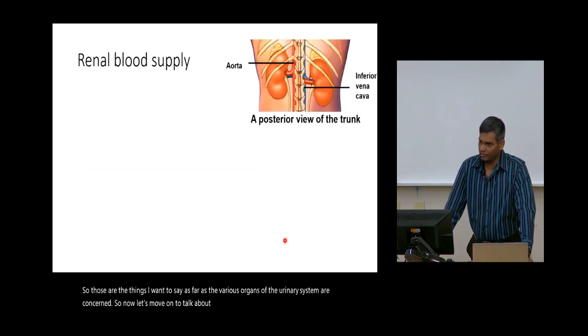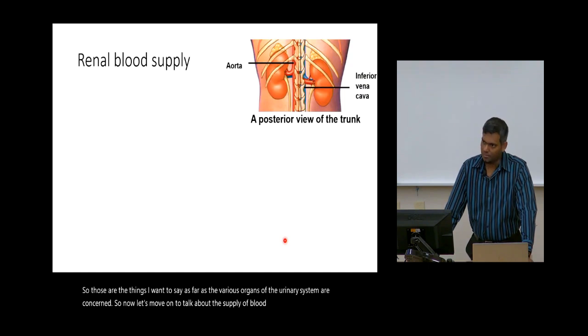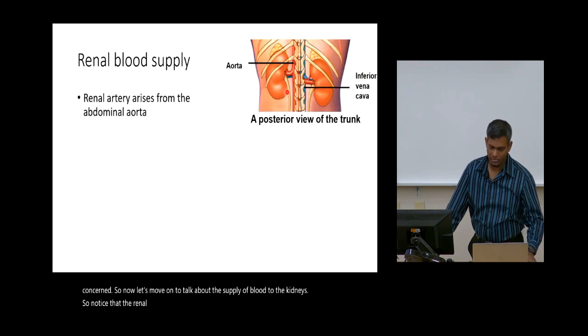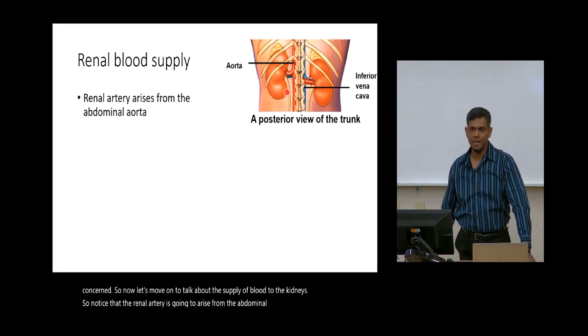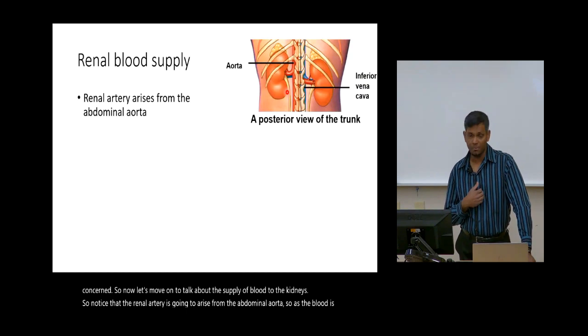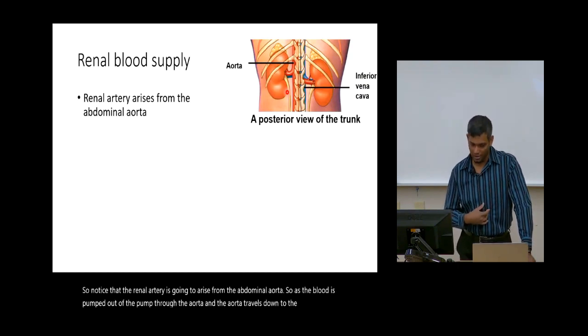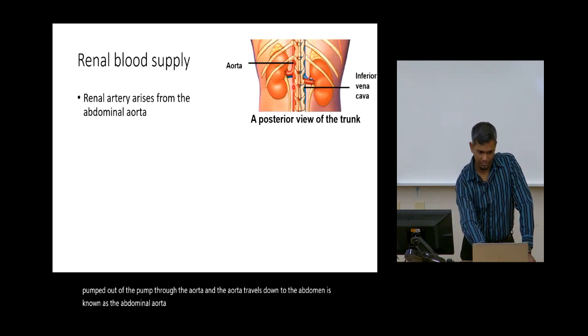So now let's move on to talk about the supply of blood to the kidneys. Notice that the renal artery is going to arise from the abdominal aorta. As the blood is pumped through the aorta, and the aorta travels down to the abdomen, it's known as the abdominal aorta, and then it's going to give rise to the renal artery.